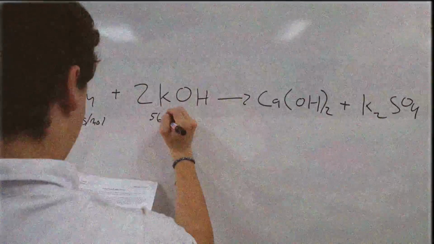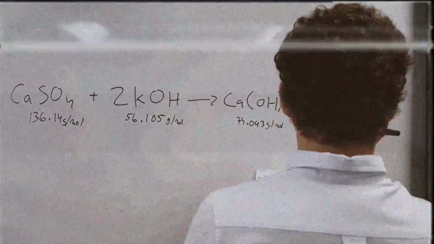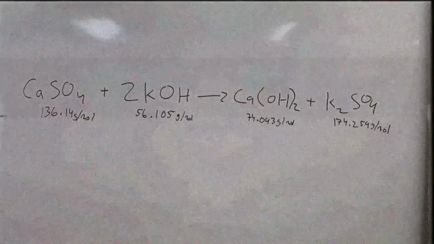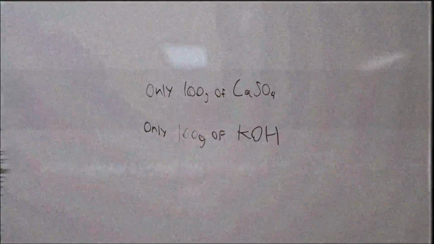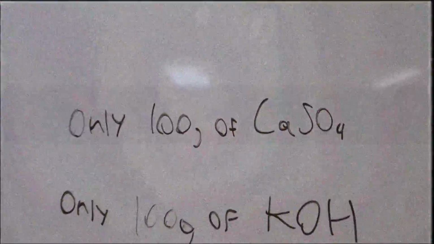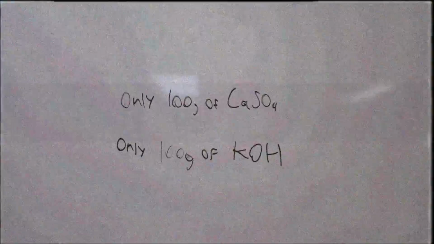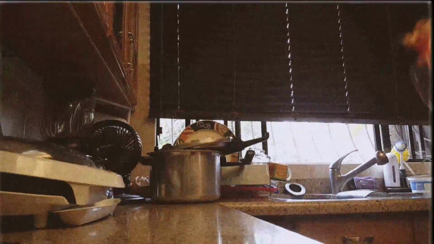Now all we do is just find the grams per mole of each chemical. Now let's say that we only have 100 grams of each of the two beginning chemicals. But how do we know which one of the two is limiting? I can help you figure that out with a simple explanation.